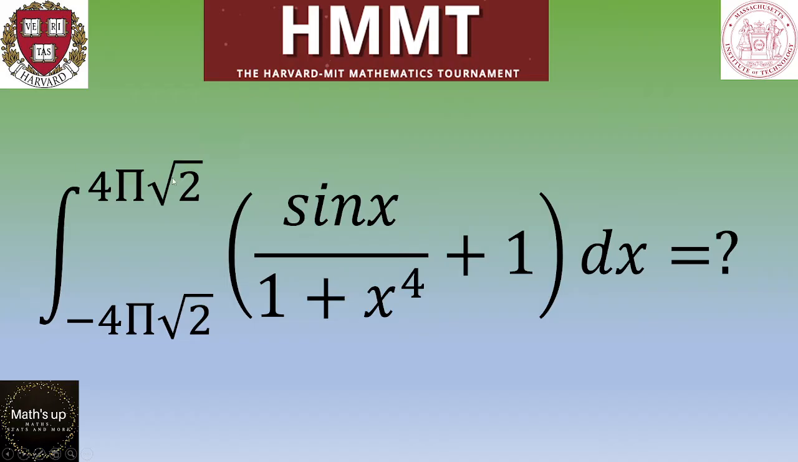This is an integral to calculate: the integral from negative 4 pi square root of 2 to 4 pi square root of 2 of (sin x over 1 plus x to the 4, plus 1) dx. So if you want to give it a try, please pause the video. Otherwise, let's see the solution.